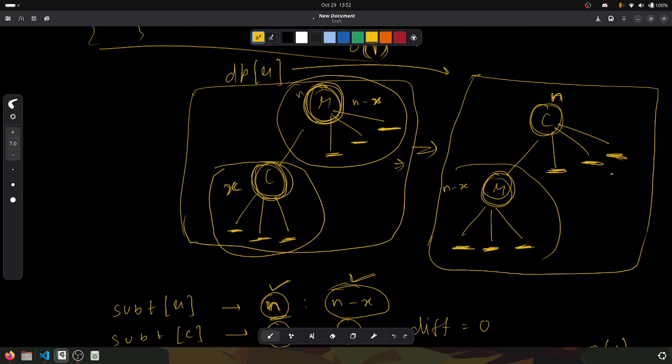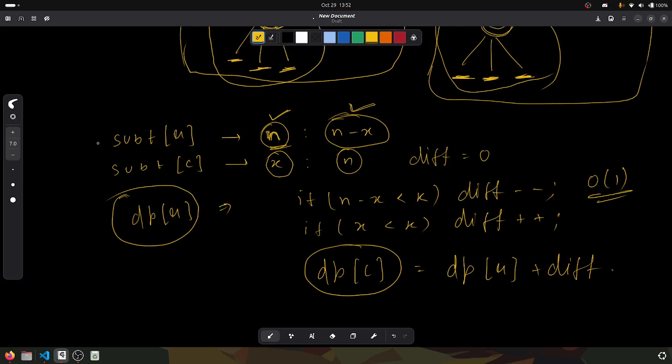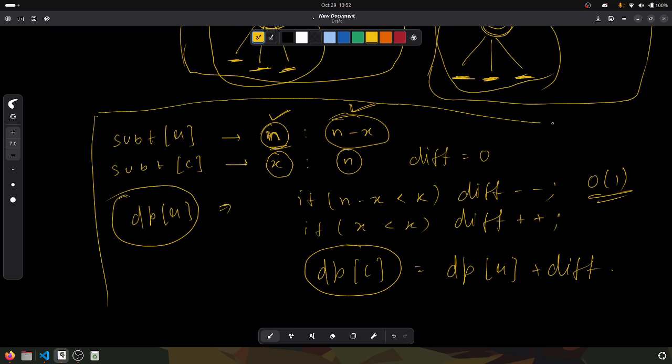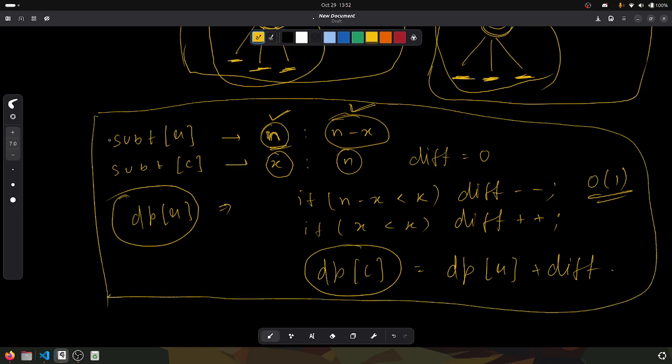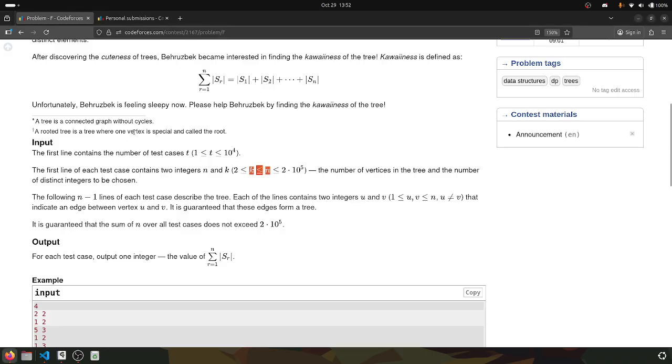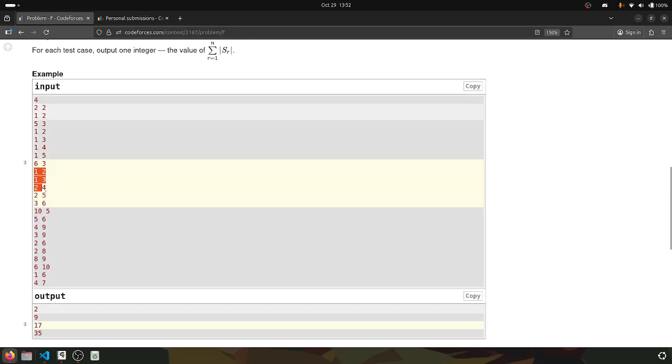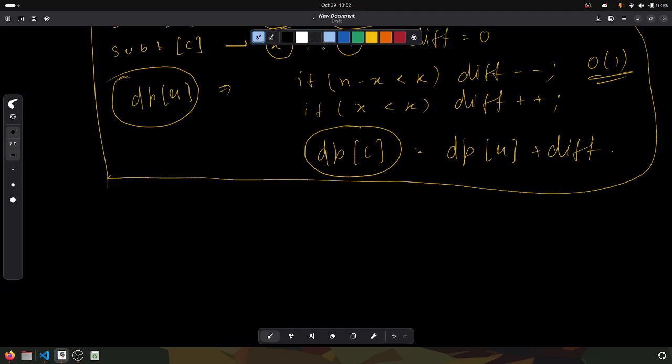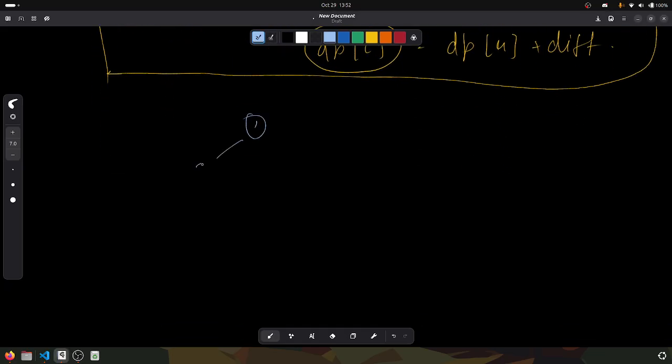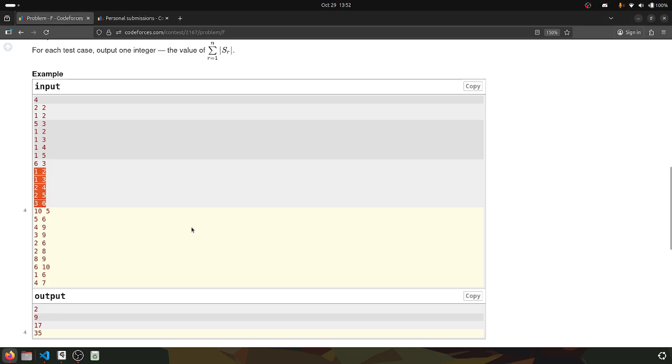So let's make a new tree. Let's just try to apply this on a tree, and then after that I'll show you guys the code. So you guys must have understood how we are transitioning, and you'll better understand when I do it on a tree. So let's again take that tree only: 1 2, 1 3, 2 4, 2 5 and 3 6.